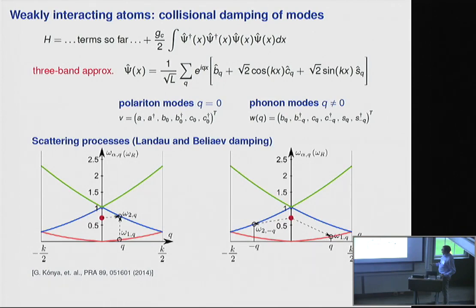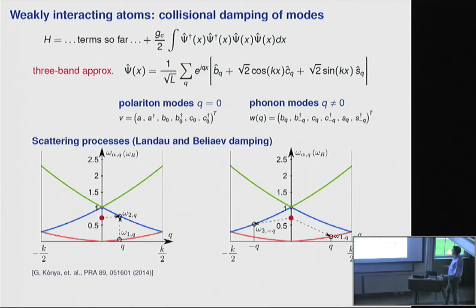And this polariton can mix with a phonon on this lower branch and create a phonon on this upper branch and put an atom into the condensate. This is one process. And the other process is the Beliaev damping, where this soft mode spontaneously decays into two phonons. One of them is on the lower branch, the other one is on the upper branch.